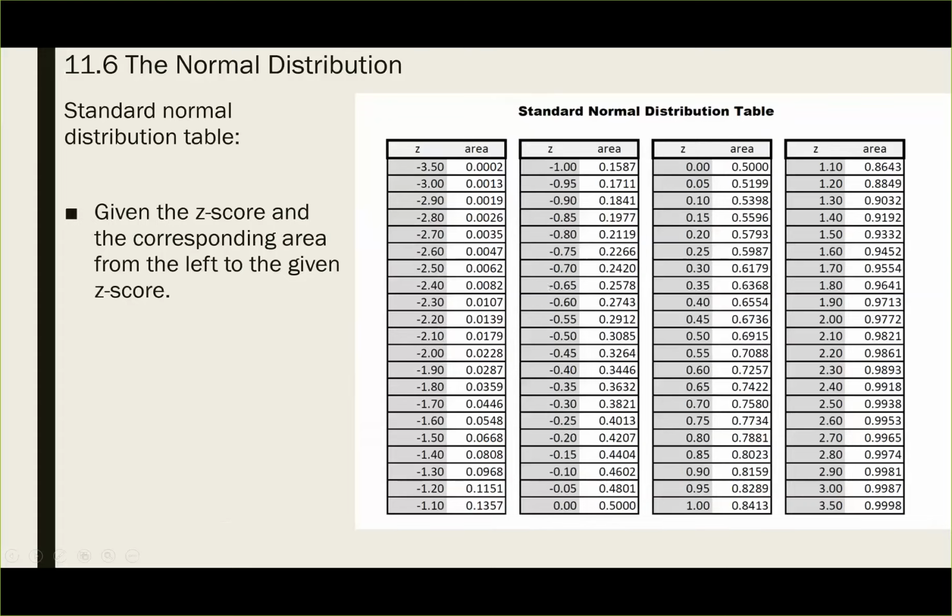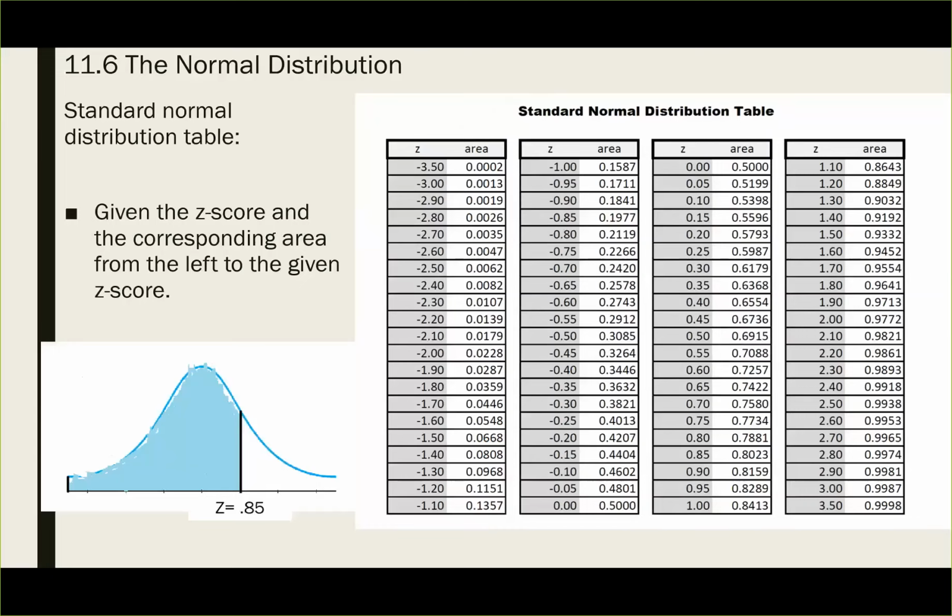Okay. So again, they give you the z-score and they give you the area. One thing about this is the area is to the left of the z-score, meaning from the left to the given z-score. So again, for instance, this is my normal distribution graph, right? My normal distribution graph is here.